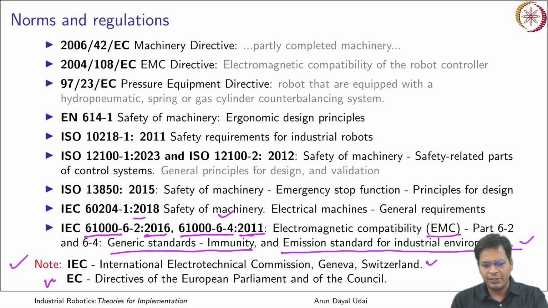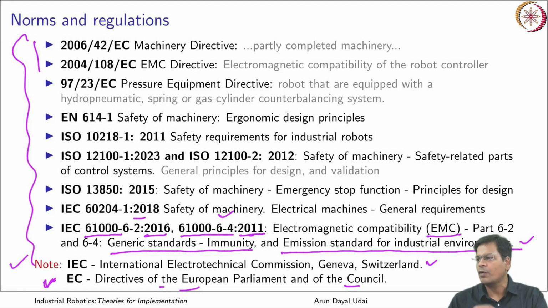Similarly, EC is directives of the European Parliament and the Council. So E and C is here. Okay, so that is all for the EC directives. Okay, all these norms basically lay the foundation for the safety of humans in the workspace.